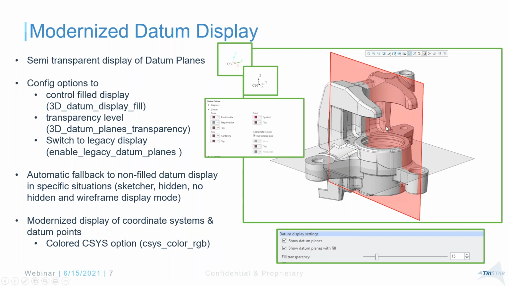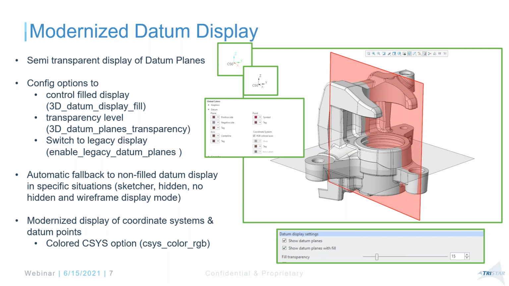And datum planes have a filled option now, and you can control the transparency of that fill, which is pretty nice, I think. And it has some smartness built in, so when you are in sketch mode, the fill automatically goes away.